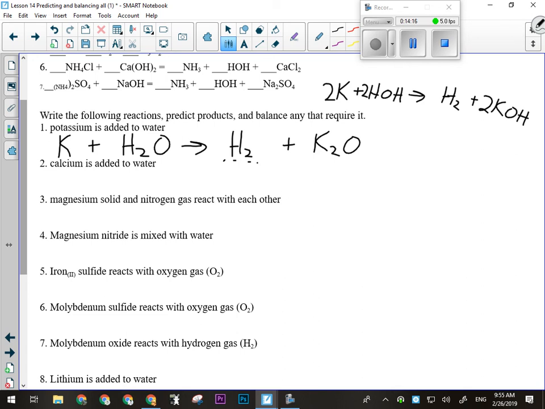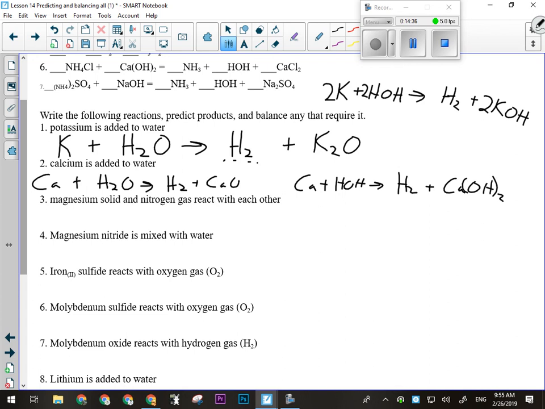Calcium added to water, same idea. I could have calcium plus H2O and get H2 plus CaO, or I could have calcium plus HOH and end up with H2 plus Ca(OH)2, and then I would need a 2 here in order to make that work. Either one of those would be considered a correct answer, depending on how you wrote water.